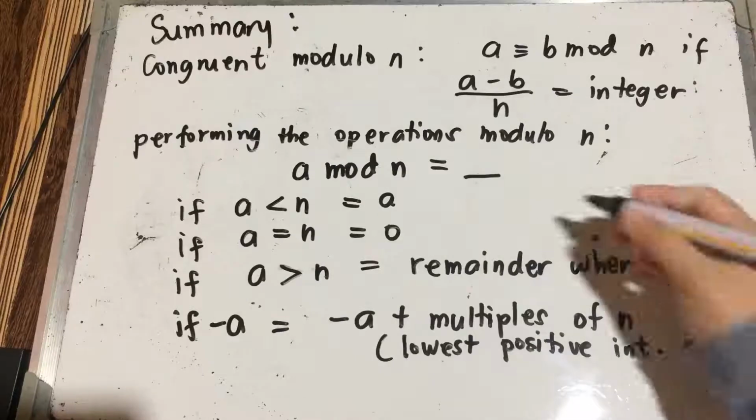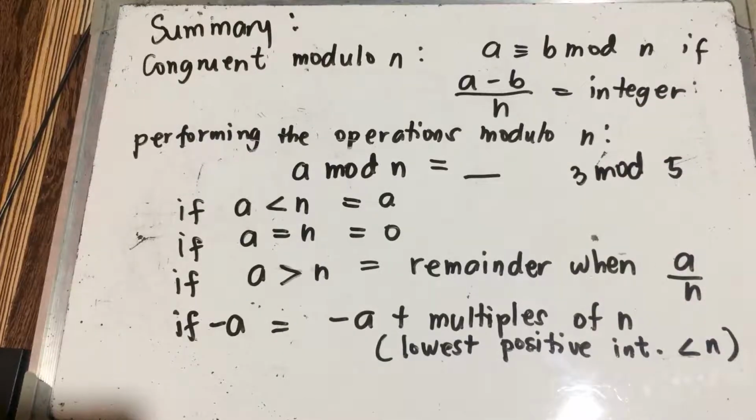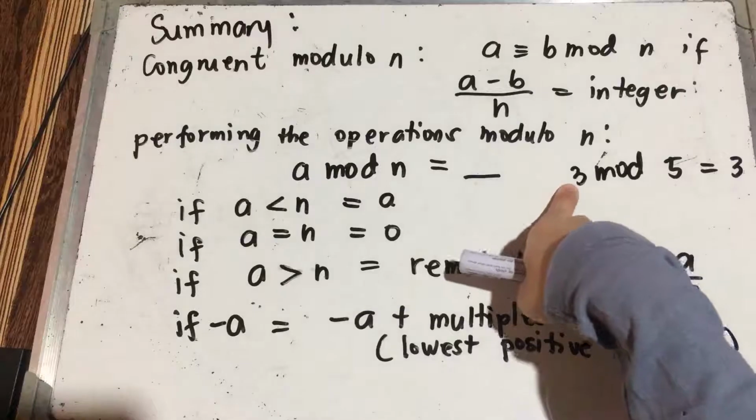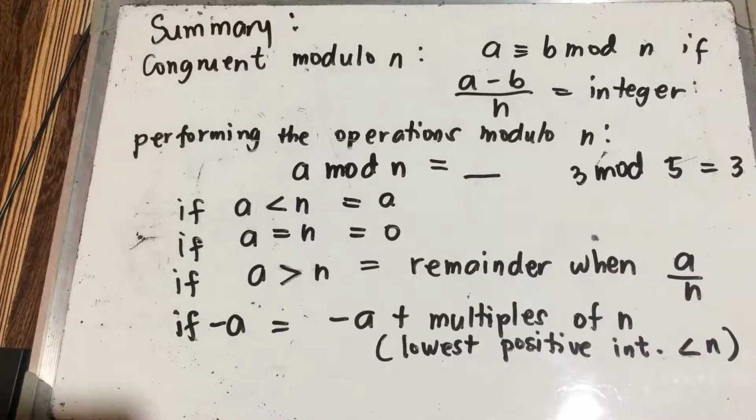For example, we have 3 modulo 5. So, still, that is equal to 3. Ganun lang. So, as long as yung value ng A natin is less than dun sa 5, so that is equal to 3.